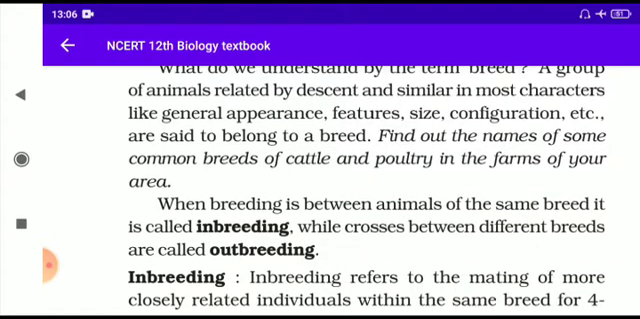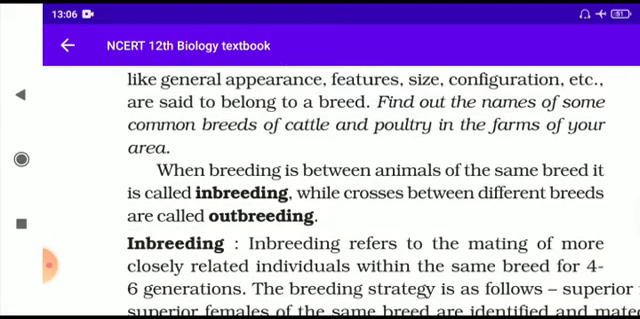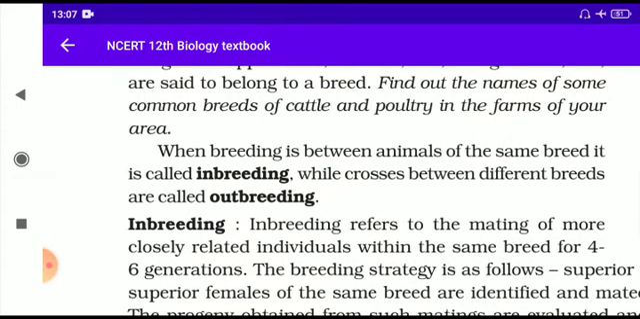Okay. When breeding is between animals of the same breed, it is called inbreeding. That means closely related breeding is called inbreeding, while a cross between different breeds is called outbreeding. That means the breeds must have separate ancestors.